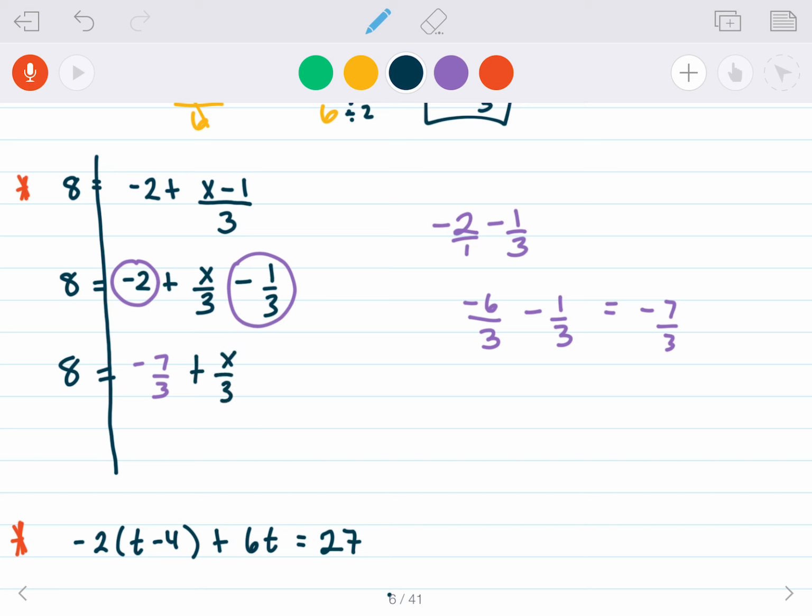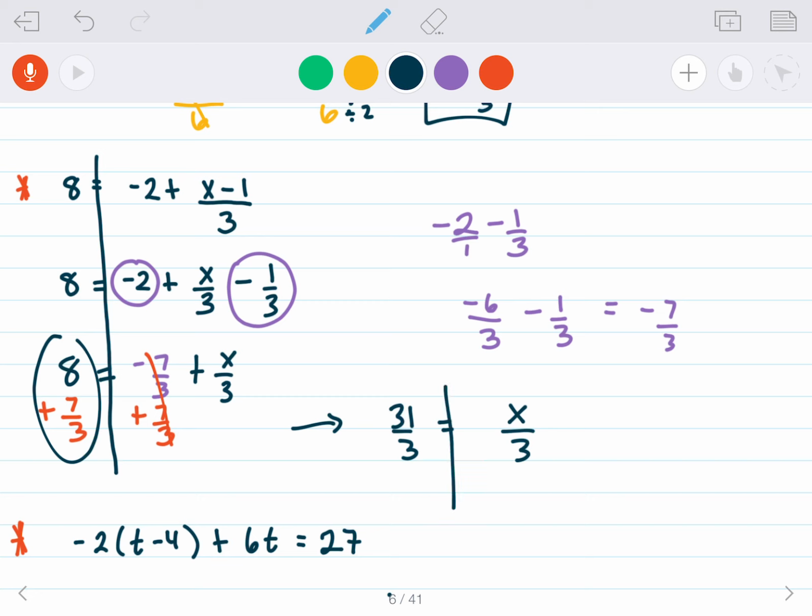Now, to get the x by itself, I can undo subtraction of 7 over 3 by adding 7 over 3 to both sides. So I'm getting x alone at this point. There's nothing else to combine. And I'm actually going to write this over here. So what's 8 plus 7 over 3? I'm going to do this in the calculator. Feel free to do that if you want. This is 31 over 3. So I get 31 over 3 is equal to x over 3.